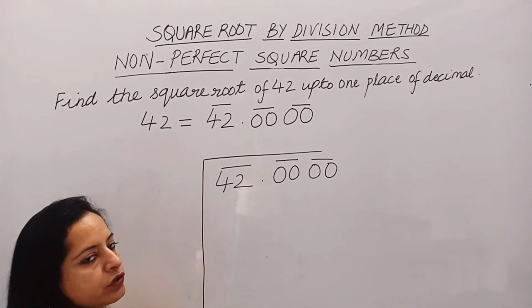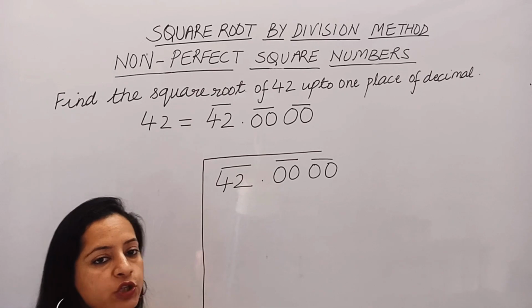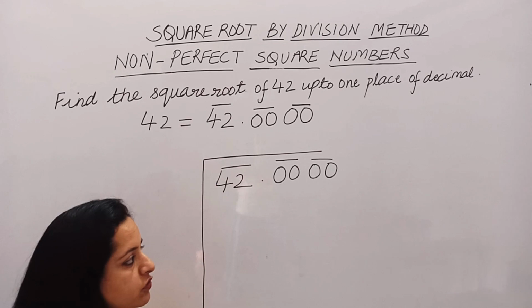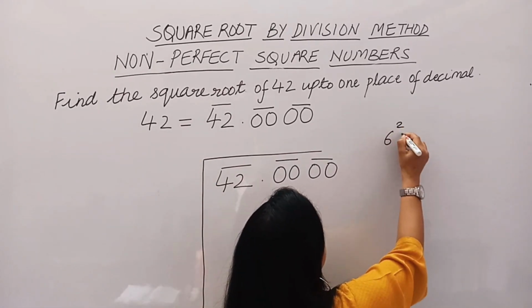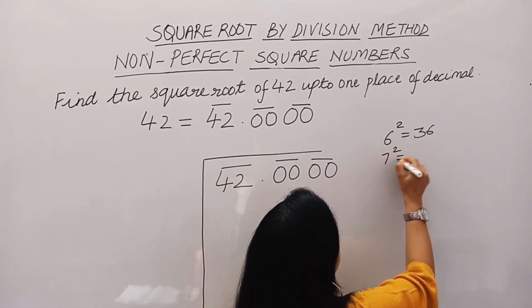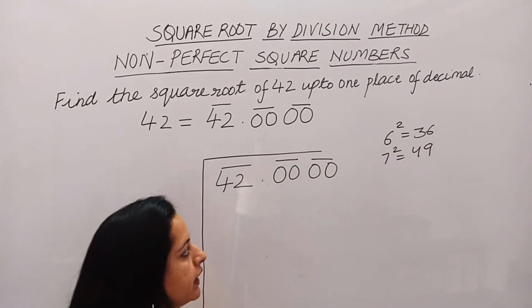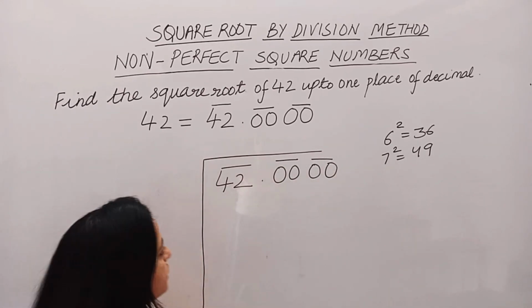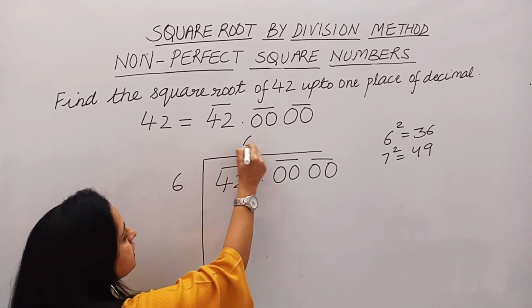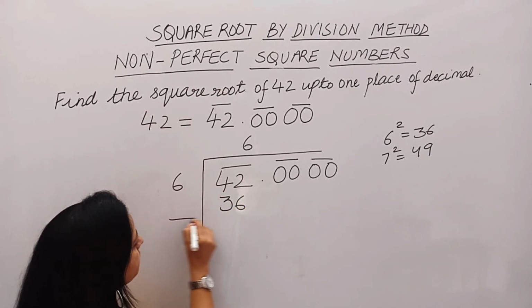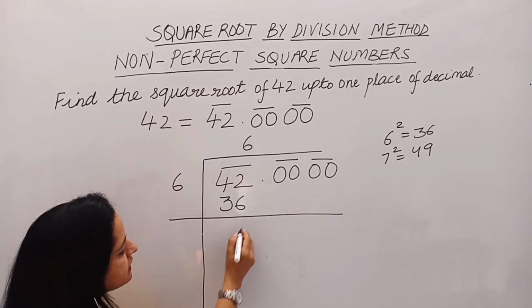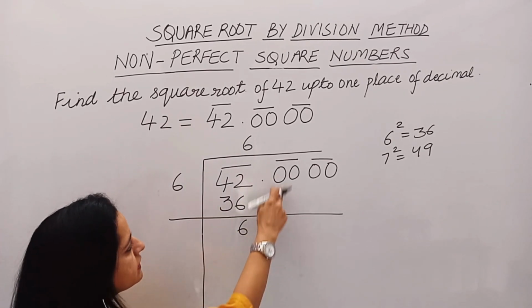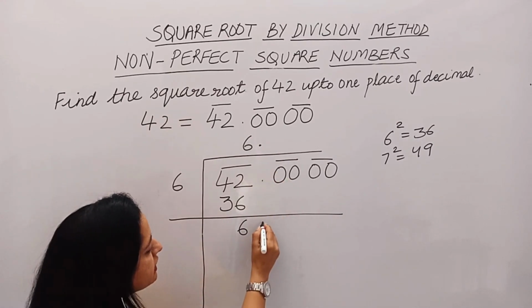Now, we have to multiply with such a number so that we get a perfect square number which is less than 42. We all know that 6 square is 36 and 7 square is equal to 49. Now, 49 is greater than 42, so we write 6, 6 sixes are 36. We subtract: 42 minus 36 is 6. Now, we need to bring down this pair of digits. So I put the decimal here and I am bringing this pair of digits here.